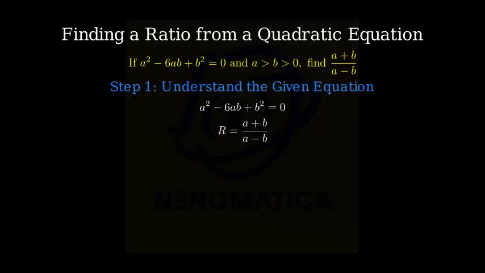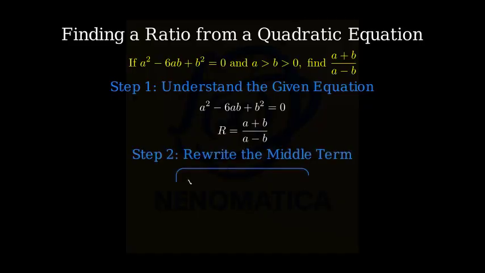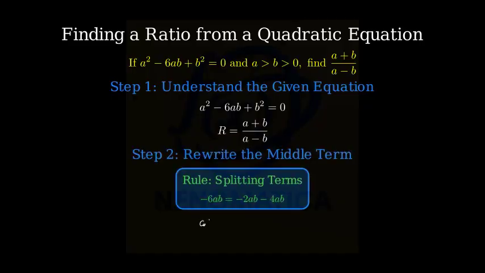Let's call this ratio r. We need to express it in terms of the information given in the equation. To make progress, we need to manipulate the original equation. Let's rewrite the middle term, -6ab. We can split it as -2ab - 4ab. This might seem like a strange step, but it will help us create perfect squares in our equation.